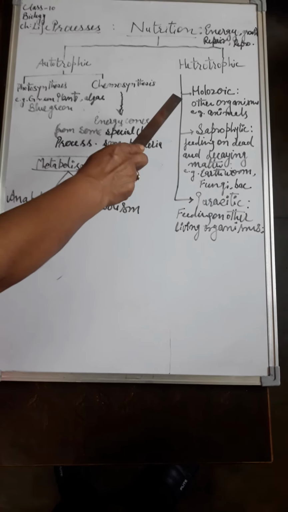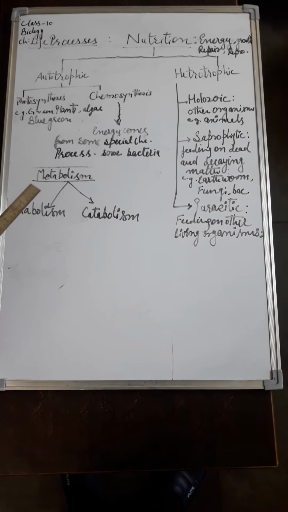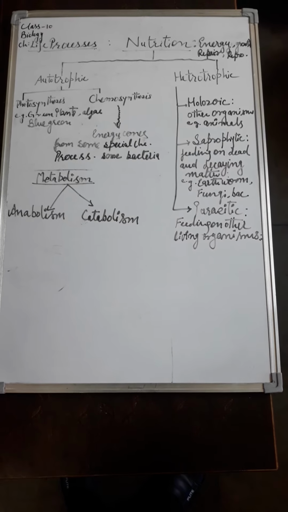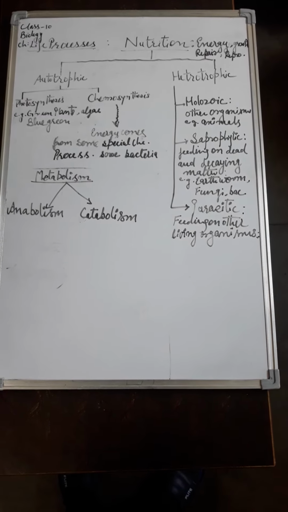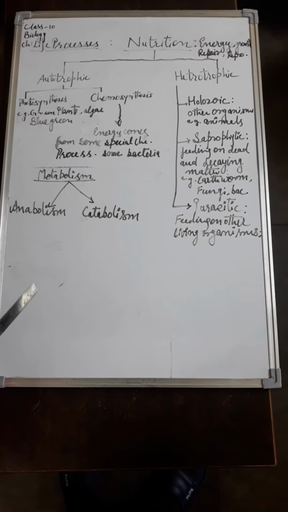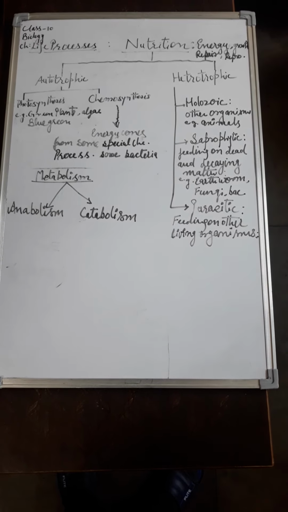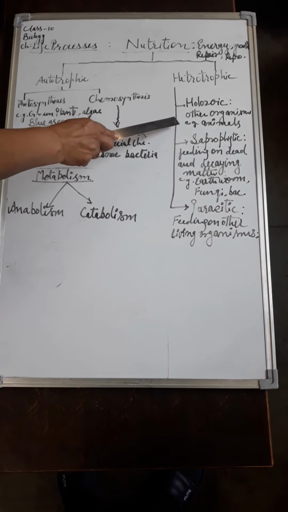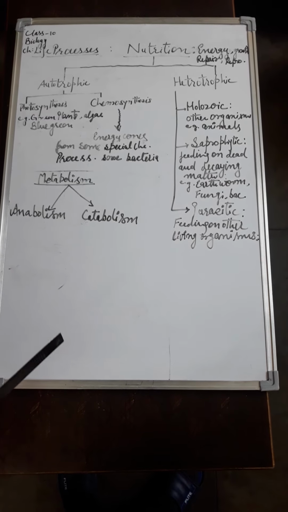The second type is heterotrophic nutrition. Heterotrophic organisms are those who depend on other organisms for their food. Based on their requirement or mode of nutrition, we divide them into holozoic nutrition, saprophytic nutrition, and the third one is parasitic nutrition. Holozoic nutrition means these organisms obtain their food from other organisms, like we are in this category, like all animals.